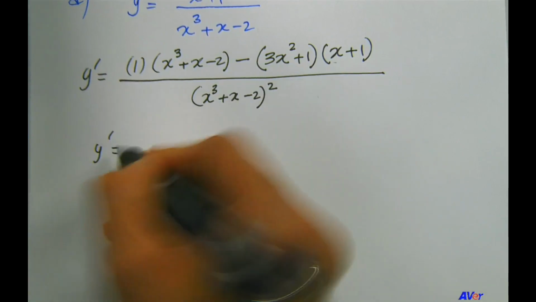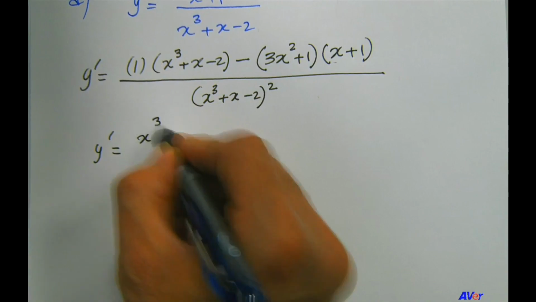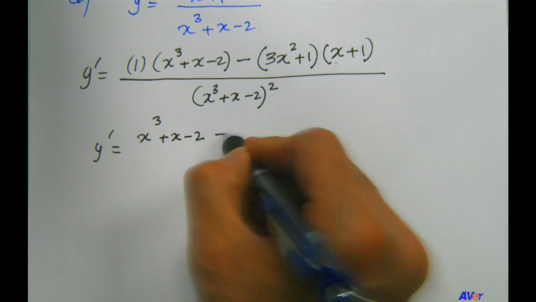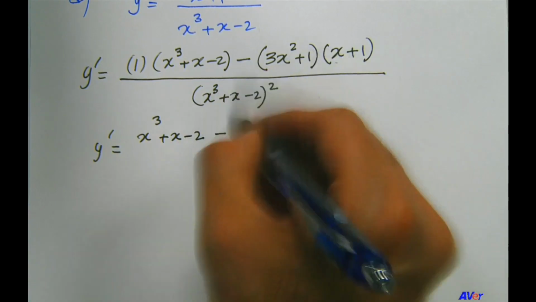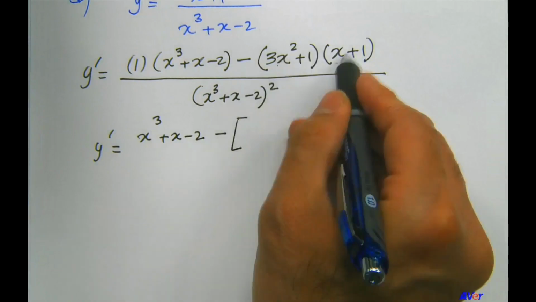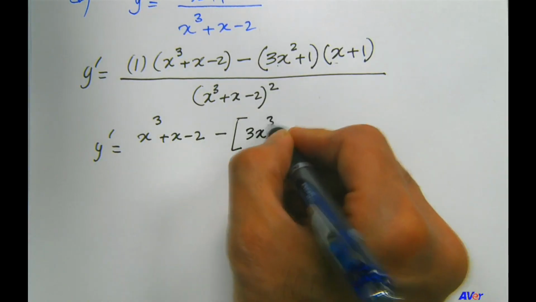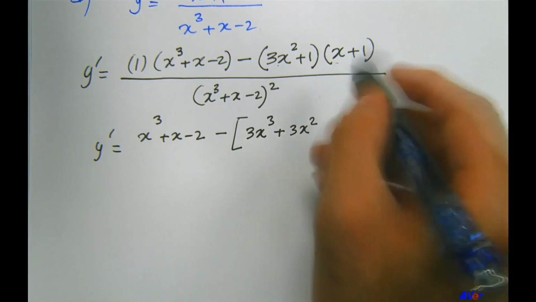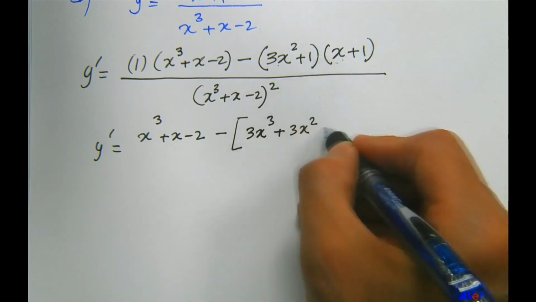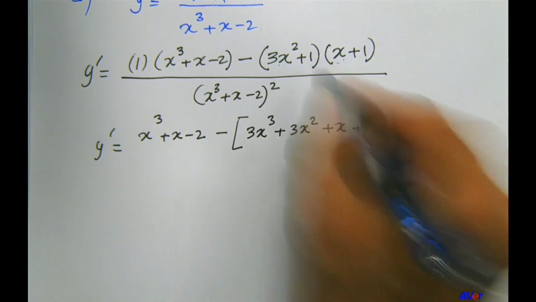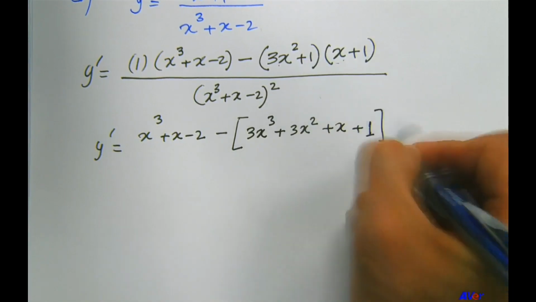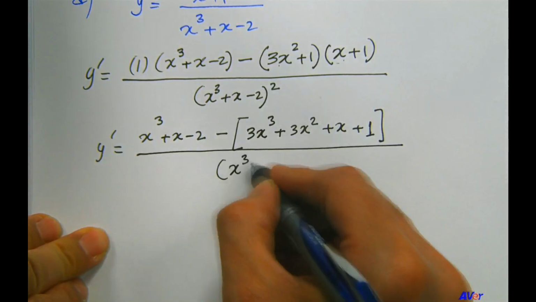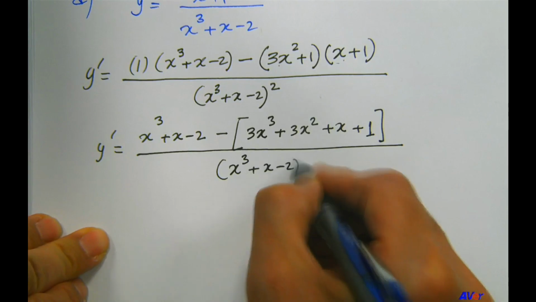We have y prime equals x cubed plus x minus 2. Then first I want to FOIL this, then I'm going to distribute this. So let's do this. 3x squared times x would be 3x cubed. 3x squared times 1 is 3x squared. Plus 1 times x is just x. Plus 1 times 1 is just 1, right? All of that divided by x cubed plus x minus 2 squared.